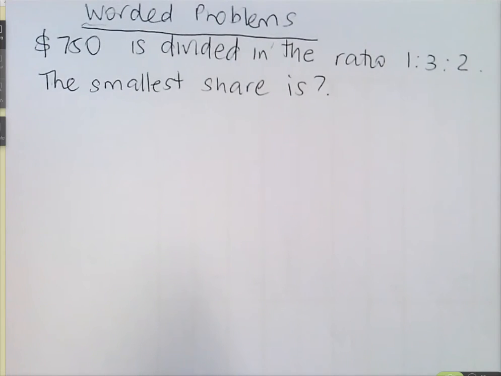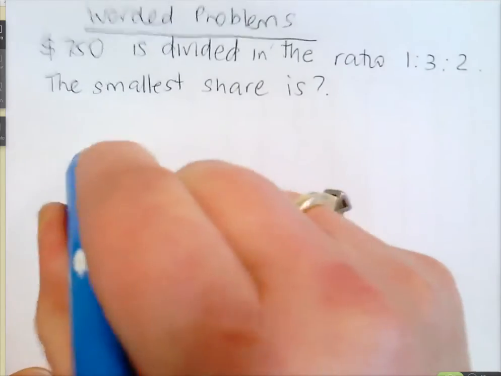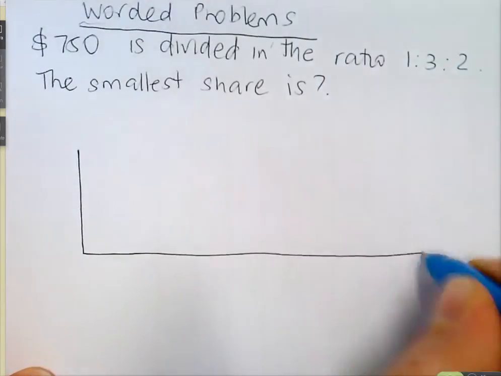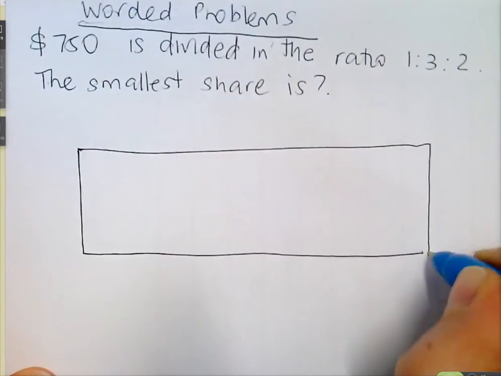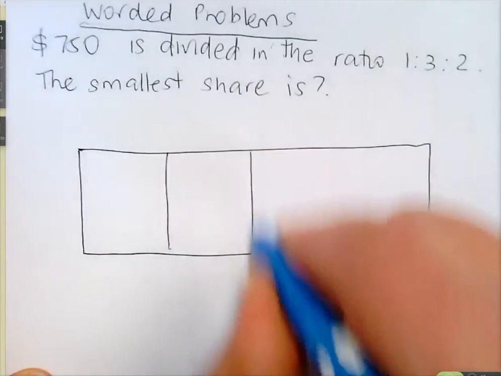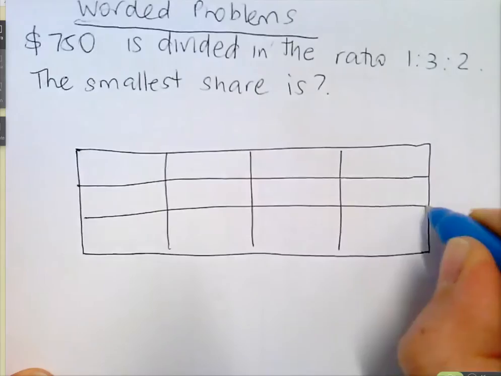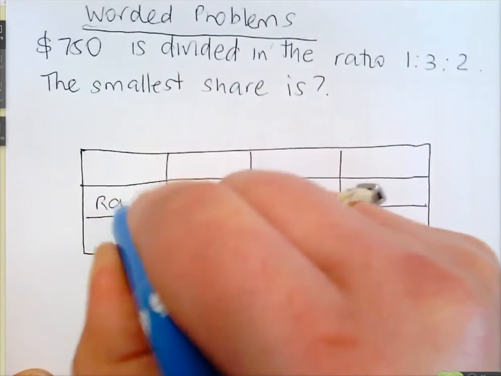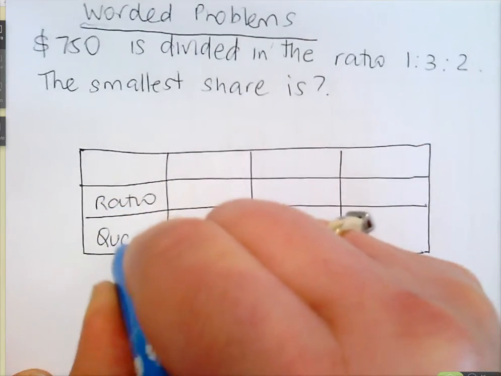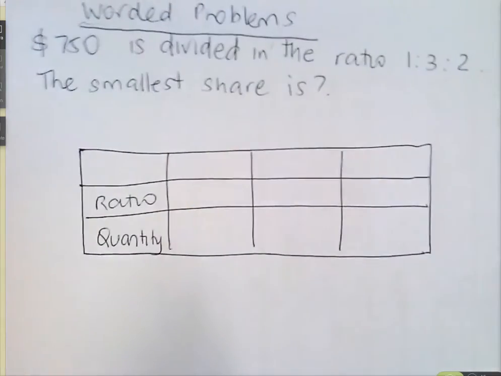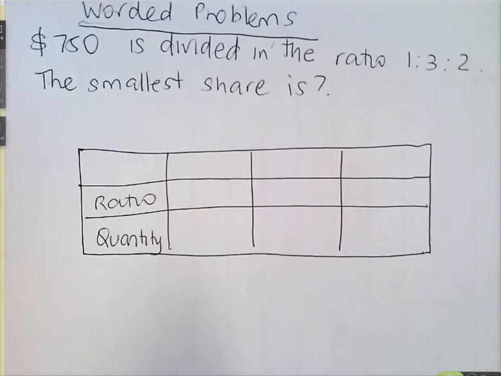$750 is divided in the ratio of 1 to 3 to 2. What is the smallest share? Now you are going to get the tables. You're going to get the table and it will have ratio here, quantity there. Do you know what to do? How do you fill out the table?